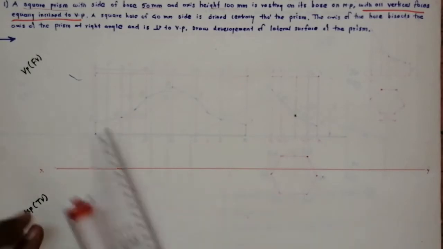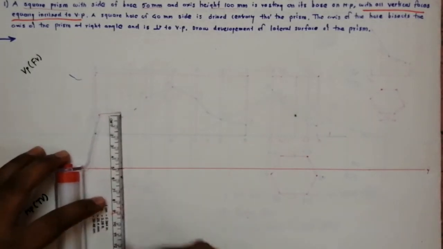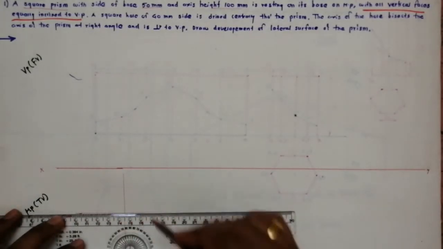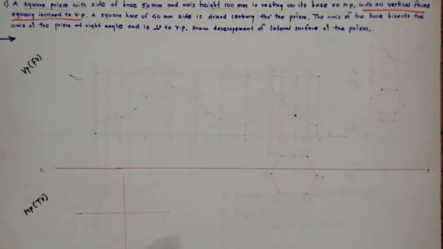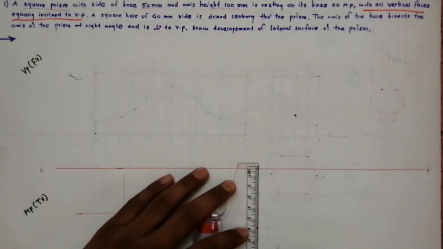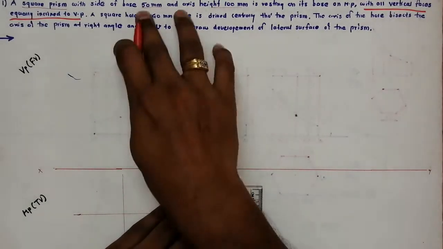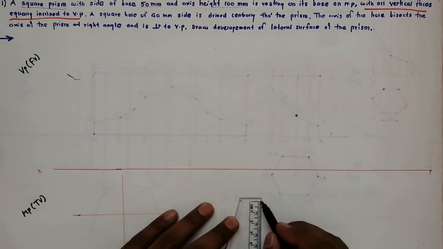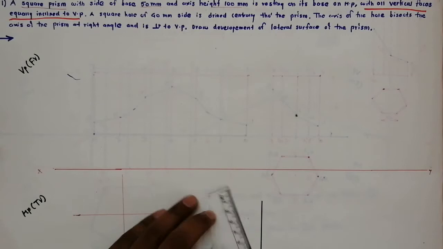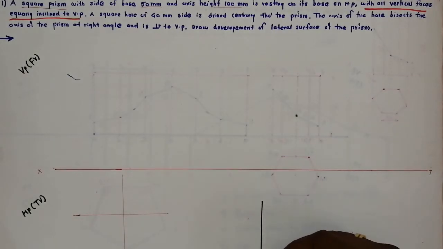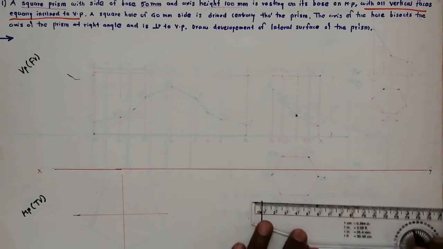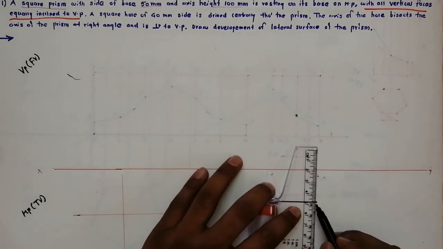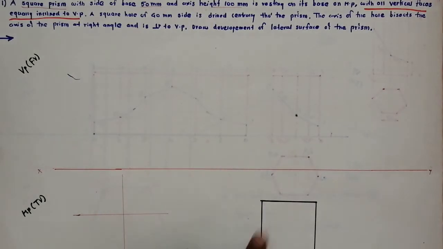To draw that one, we will draw the two perpendicular lines, like this. Now we'll construct the square outside. It is of 50 mm. So this is 50 mm, this is 50, this is 50. Okay, so this is our rough construction.